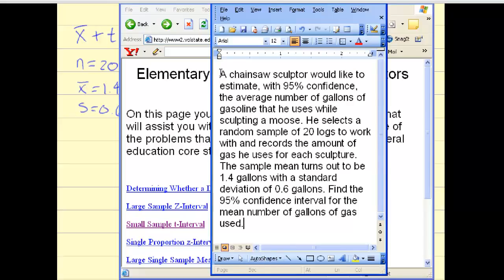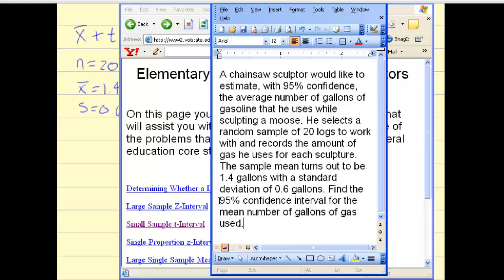The problem says a chainsaw sculptor would like to estimate with 95% confidence the average number of gallons of gasoline that he uses while sculpting a moose. He selects a random sample of 20 logs to work with and records the amount of gas he uses for each sculpture. The sample mean turns out to be 1.4 gallons with a standard deviation of 0.6 gallons. Find the 95% confidence interval for the mean number of gallons of gas used.